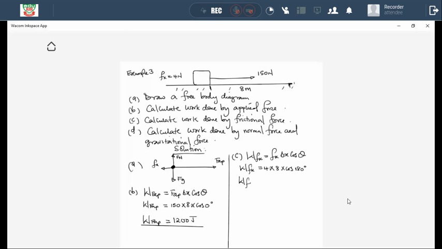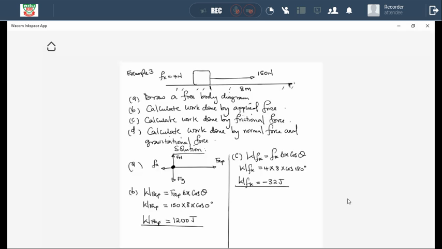So work done by Fk is going to be minus, right? So it's cos 180 times 8 times 4. That gives you 32. So we are going to get minus 32 joules. Right. So you underline your answer there.